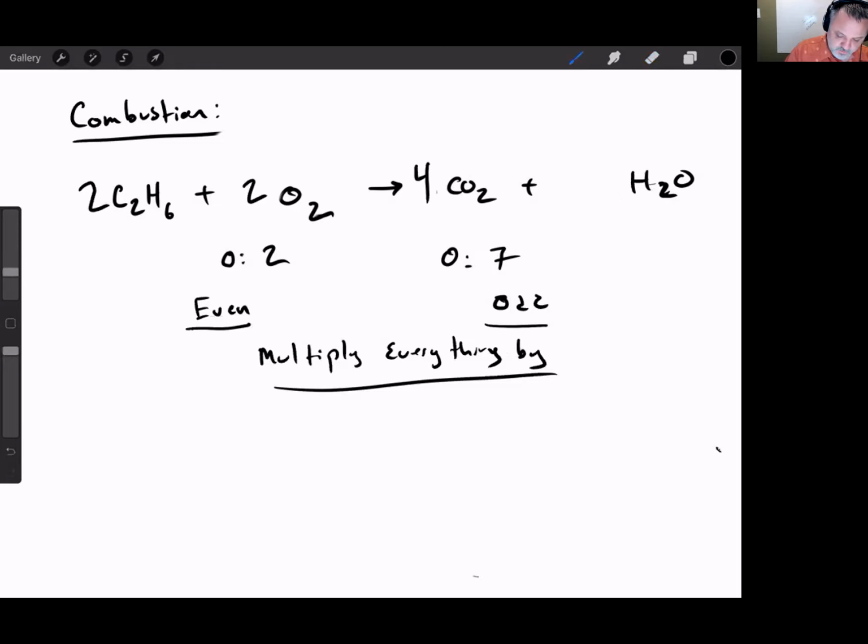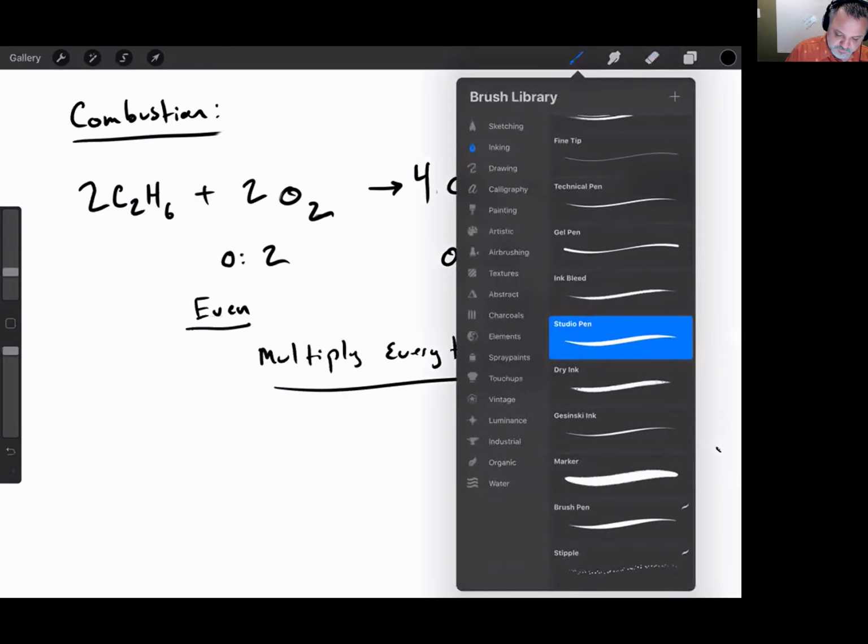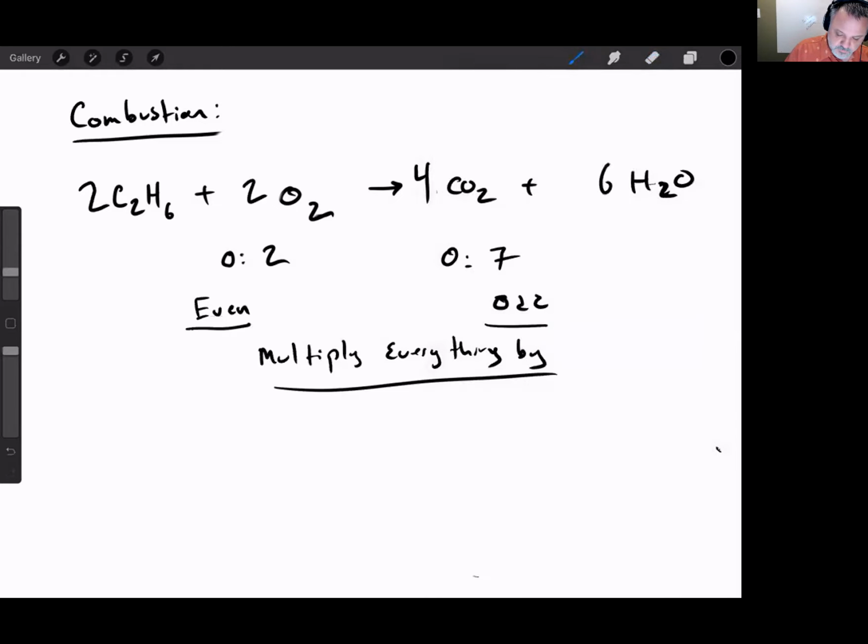So 4 and 6. So now we have 2 times 2 carbons, that's 4. 4 times 1 on the other side, that's 4. 2 times 6 hydrogens, that's 12. 6 times 2 hydrogens, that's 12. We're good there. So now what do we do?